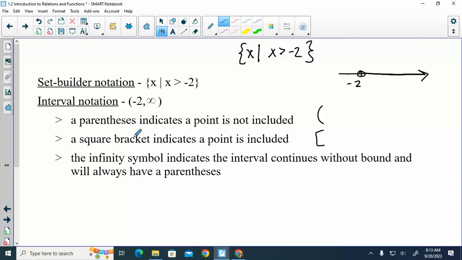If you were going in the negative direction, so maybe it was x is less than -2, if you want to go this direction, you would be coming from the negative, so you would call that negative infinity.